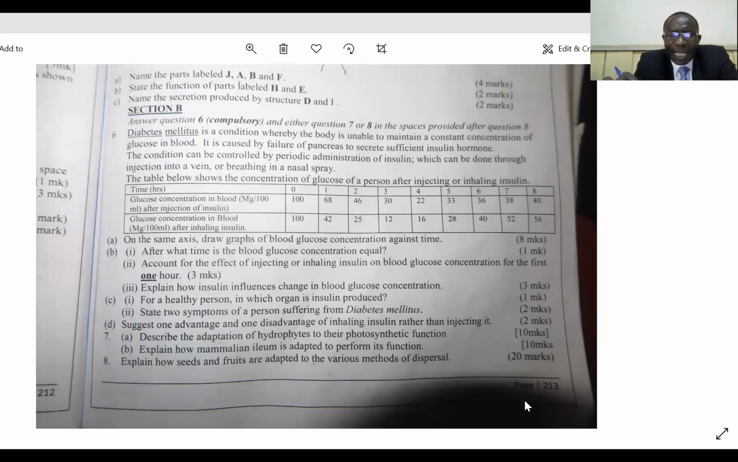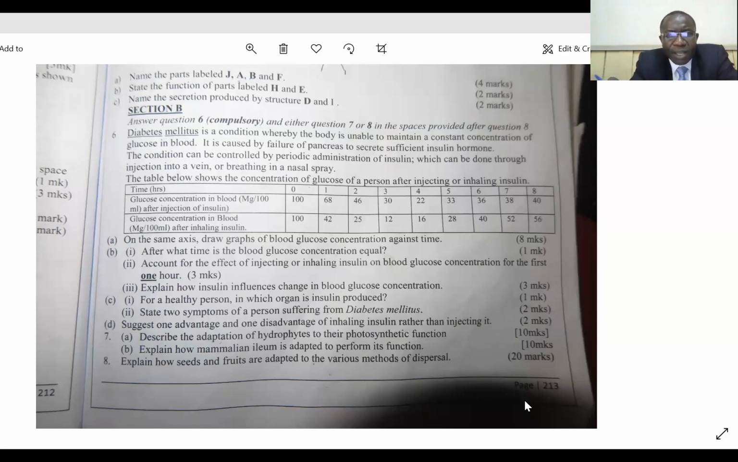Diabetes mellitus is a condition where the body is unable to maintain constant concentration of glucose in the blood. That's a biological statement. It's meant to remind you of what you are taught by your teachers. It is caused by failure of the pancreas to secrete sufficient insulin hormone. That's also a biological statement, meant to remind you of what you have already been taught.